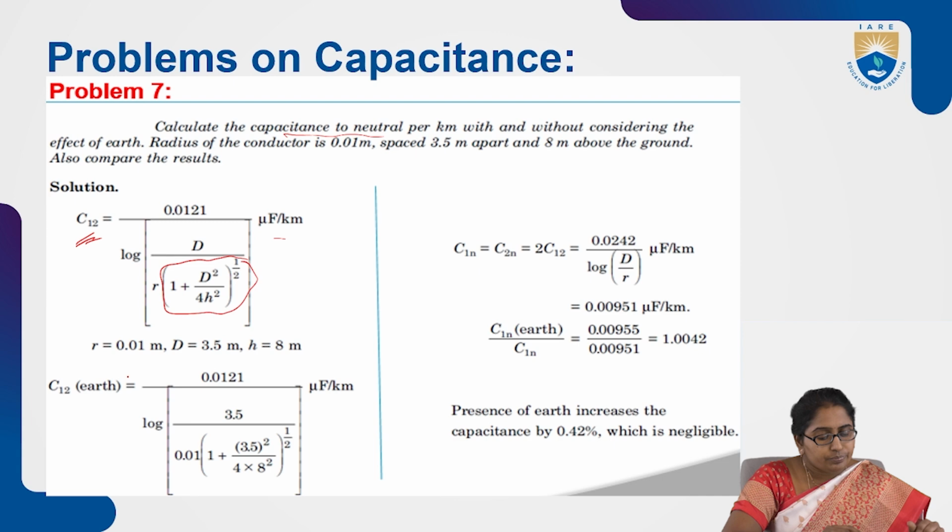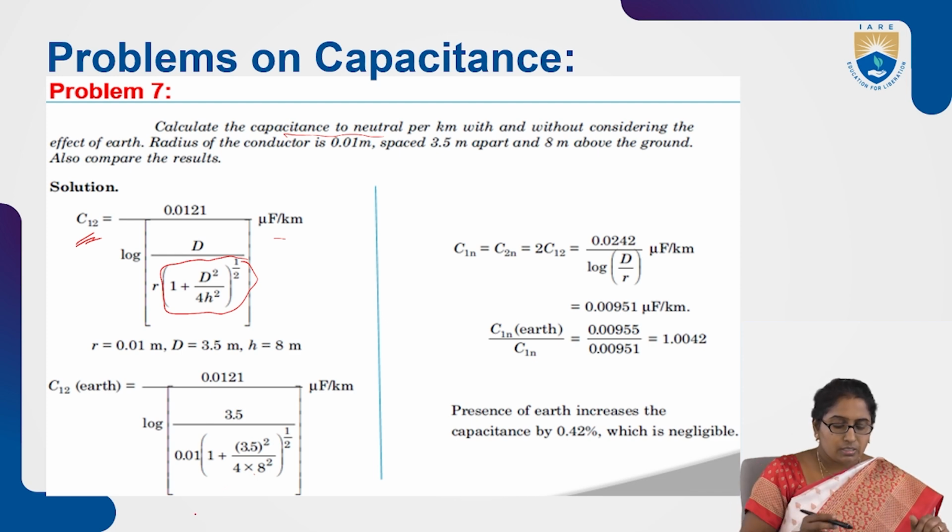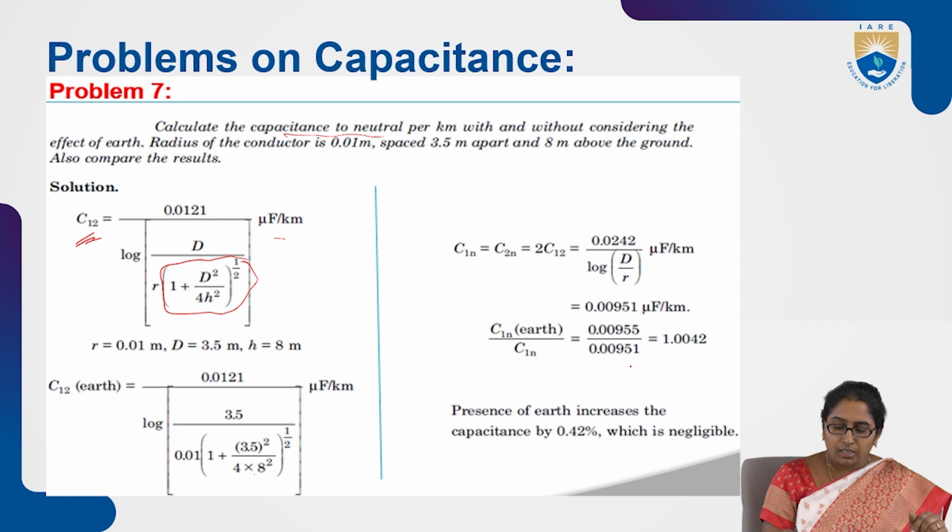In this, they substituted small r as 0.01, the given value, the distance of separation as 3.5 meters, and the height of the conductor above the ground, small h, as 8 meters. So capital D, the radius, and h are substituted. Finally, the answer we have is 0.00955.